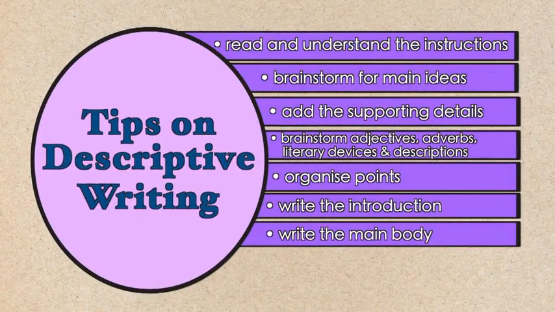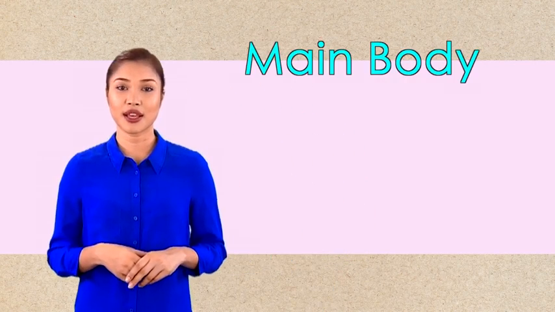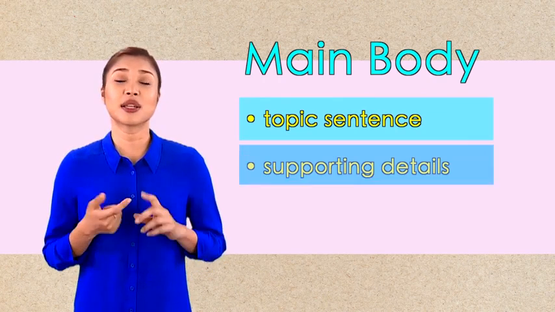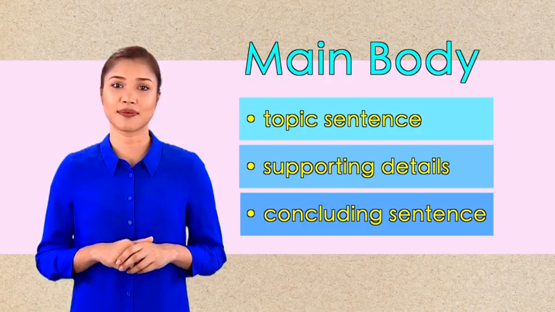Write the main body. In every paragraph of the main body, you should have these elements: a topic sentence, supporting details, and a concluding sentence. This is what my first paragraph looks like.